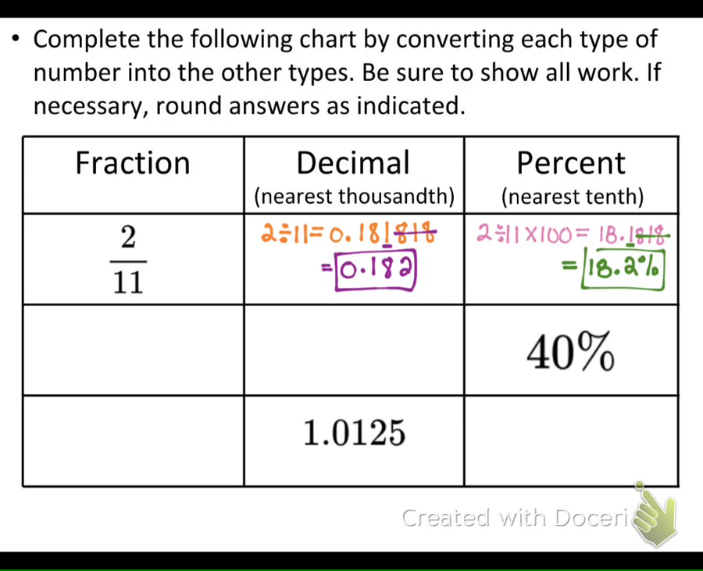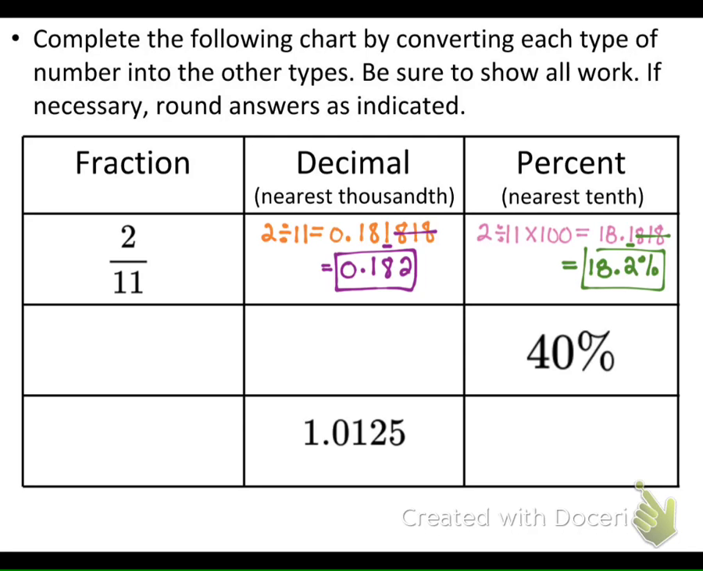So now they give us the percent. We have 40%. We need to change that percent to a decimal and to a fraction. It doesn't matter where you start. You can choose to move that percent to a fraction first, or you can choose to write that percent as a decimal first. It does not matter. Kelsey, what do you want to do?